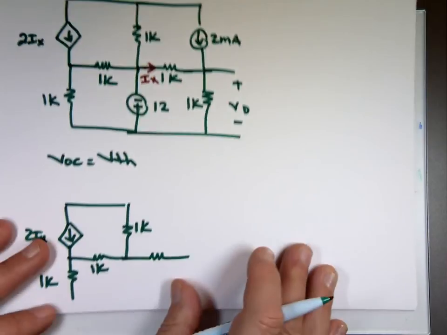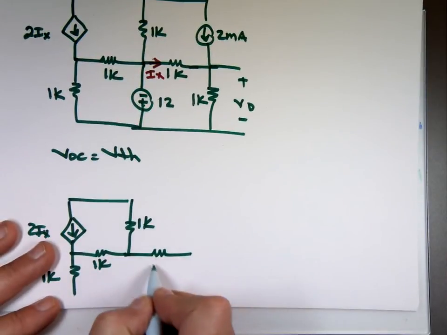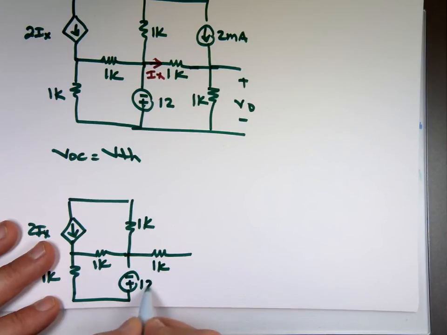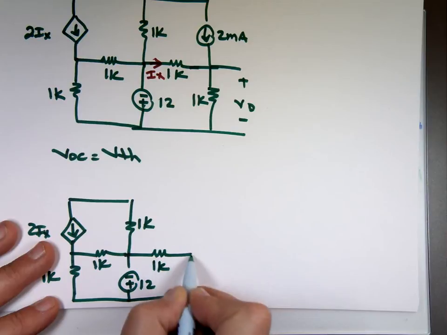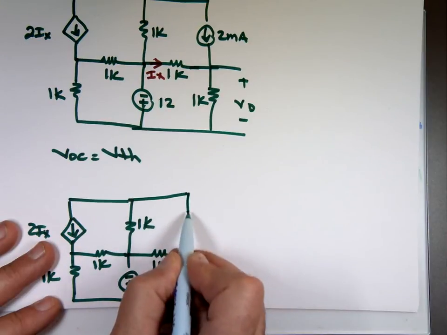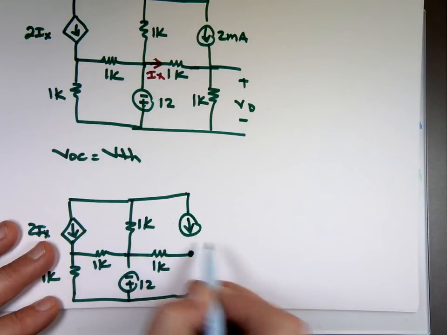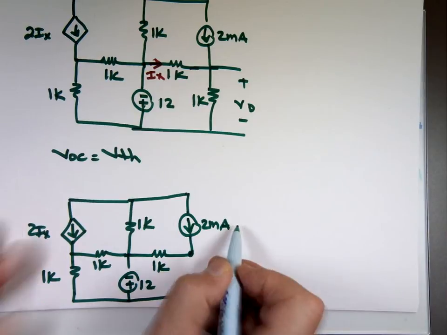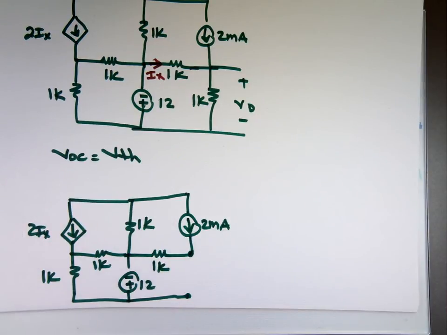I'm just redrawing the whole thing again. The only thing I'm leaving out is that piece. That's the only thing I'm not doing. Oh, that's actually nice. What's the voltage here?